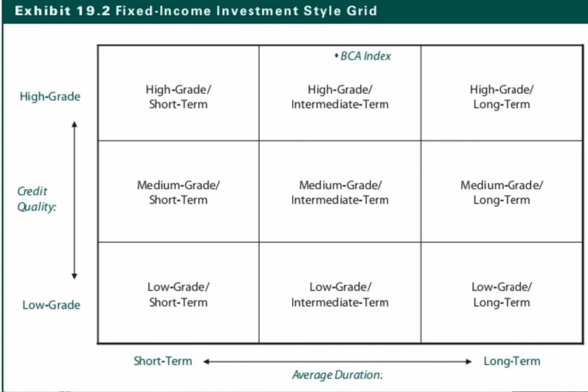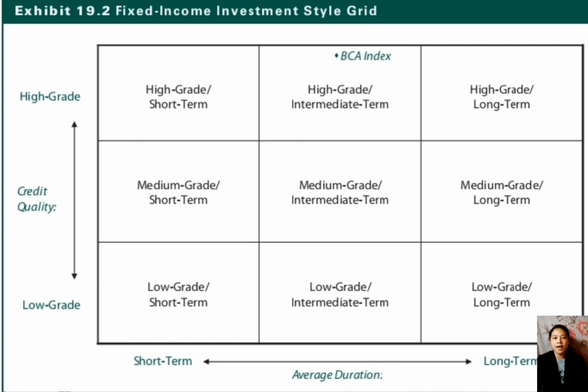So this grid categorizes fixed income investments based on two key characteristics. First is credit quality, ranging from high grade to low grade. Second is average duration: short term, intermediate term, and long term. Each cell represents a specific investment style.